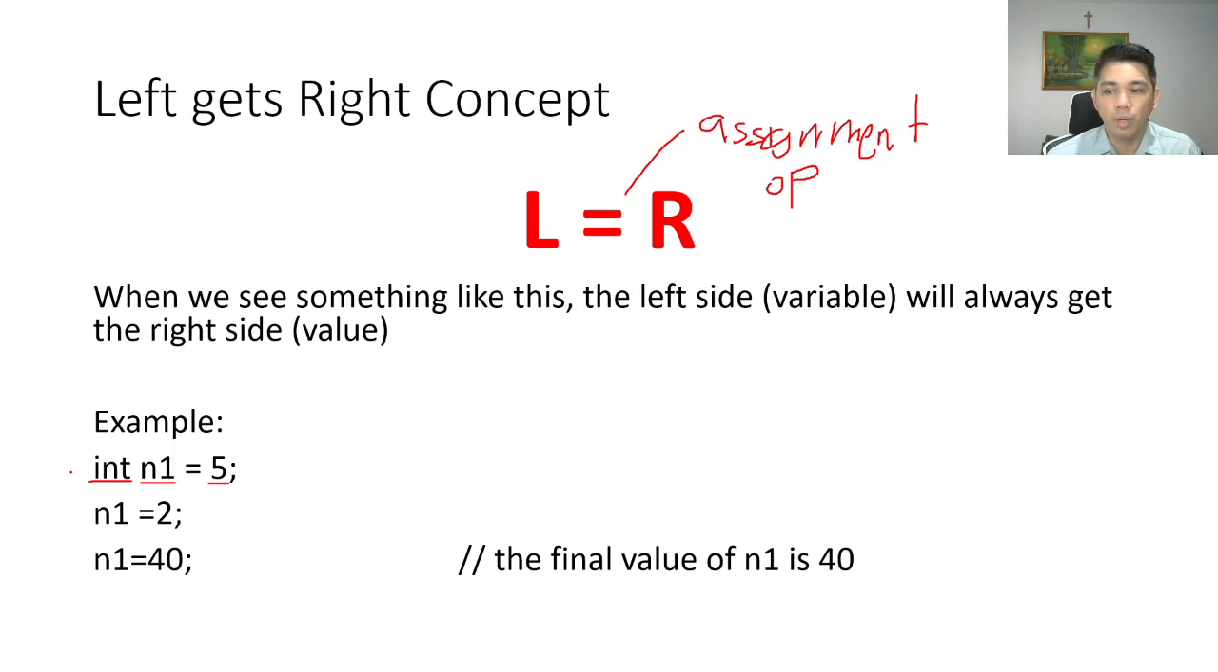The next step, once the computer reads the second line, it will change the value of n1 into 2. And then when the computer reads the third line, n1 is changed to 40. So the final value of n1 is actually 40.